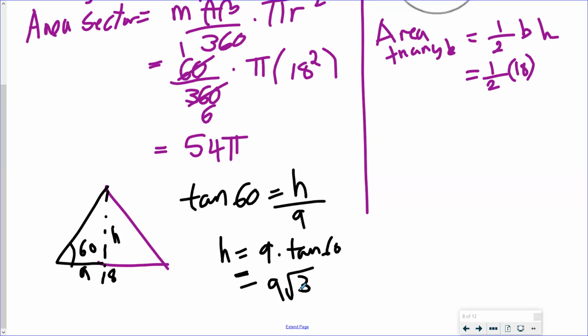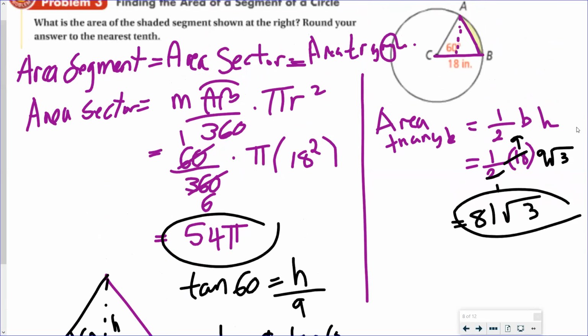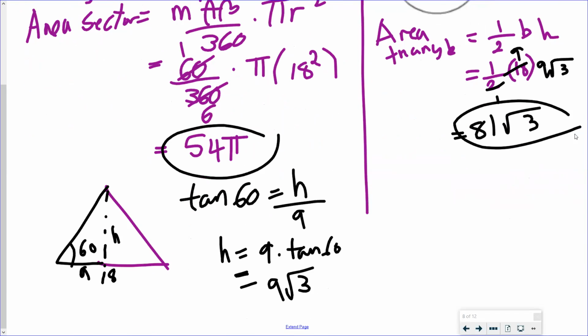Now, after you find the height, you will put it here. Then you will find that the area of the triangle is 81 point something, right? Yes. So the area of the triangle here is 81 square root of 3. So this is how we can find the area of the triangle. I have the area of the triangle and the area of the sector. After subtracting them, I can find the area of the segment.